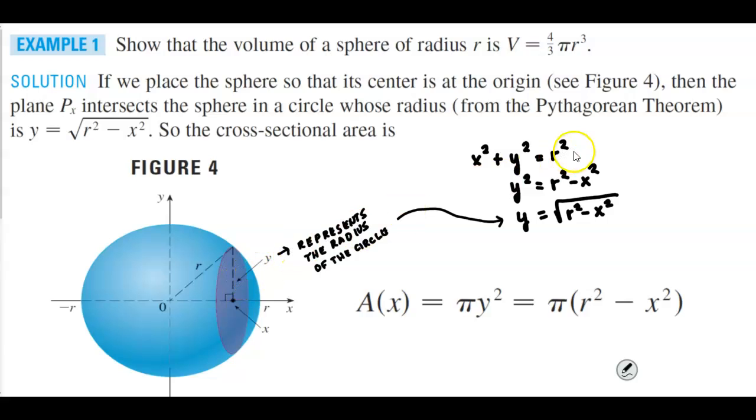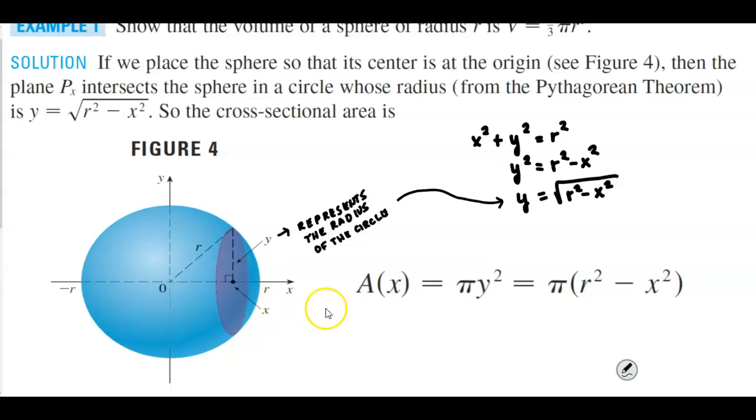Now, recall that the Pythagorean theorem states that we have x squared plus y squared equals r squared. So if we want to find out what y represents, we can solve and isolate y, which here you can see ends up equaling the square root of r squared minus x squared. And if you notice, this y represents the radius of this circle.